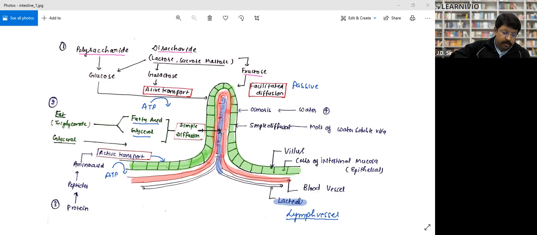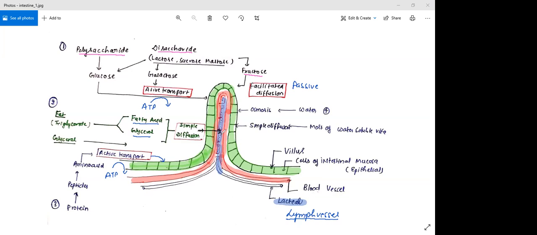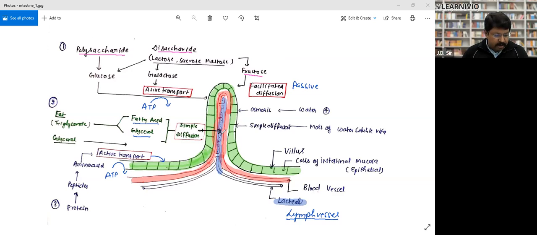Next point. The most rapidly transported monosaccharide is galactose, with glucose at second position.